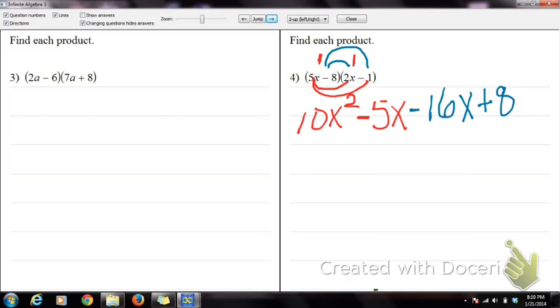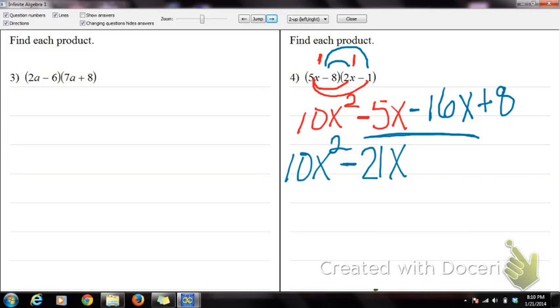Looking at this, you'll see that your like terms will always be in the middle. And we'll keep our 10x squared and our positive 8, but we'll add the negative 5x and the negative 16 to get negative 21x plus 8. This is just another way of multiplying 2 binomials without having to use the chart.